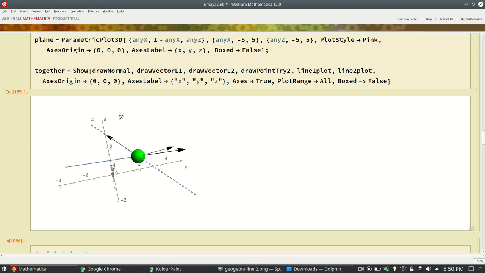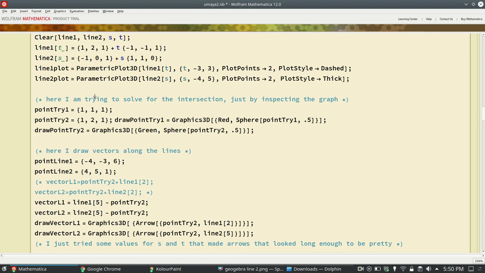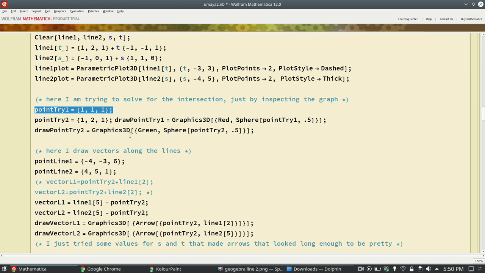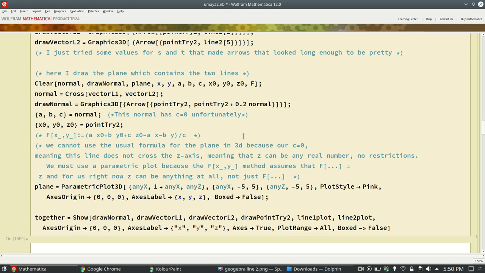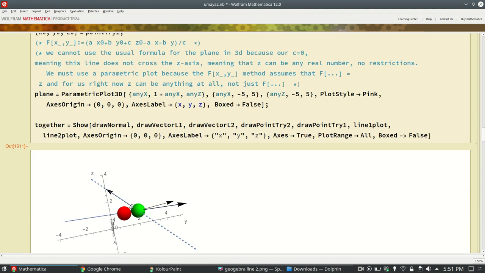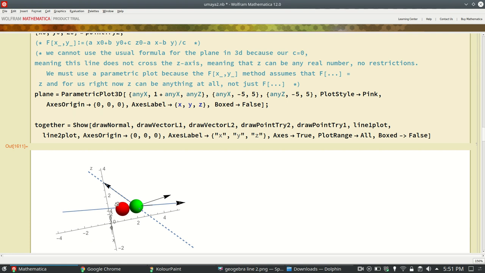My first guess was not correct, and let me see if I still have that point here. Point try 1, point try 2, draw point. Yes. So my first guess was 1, 1, 1, right? But that was wrong. I can show you how that was wrong. Draw point try 1. Okay, so that was my first guess, that point right there. And that was wrong, because that is not where the dashed line and the solid blue line intersect. Definitely not. So that was wrong.